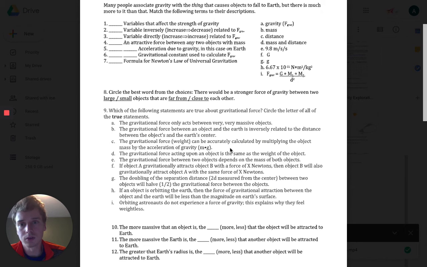Number 4, an attractive force between any two objects, that is the force of gravity, A. 5, acceleration due to gravity, or in this case it has to be on Earth, so that'd be E, 9.8 meters per second squared, or little g, so E and G for number 5. 6, gravitational constant used to calculate the force of gravity, that should be H and F. Big G, that's our gravitational constant, or 6.67 times 10 to the negative 11th newtons times meters squared divided by kilograms squared. That is our gravitational constant.